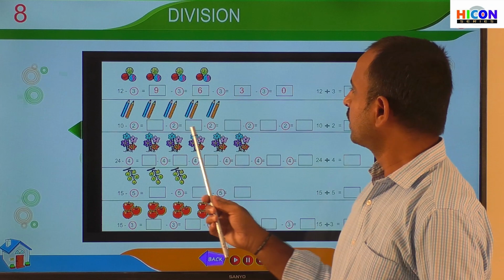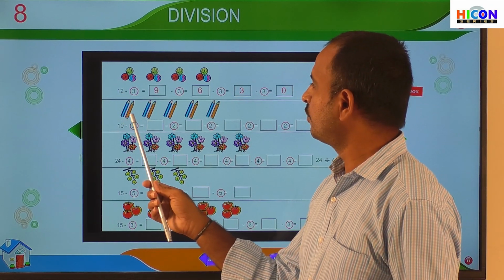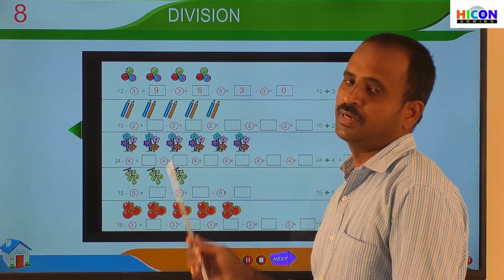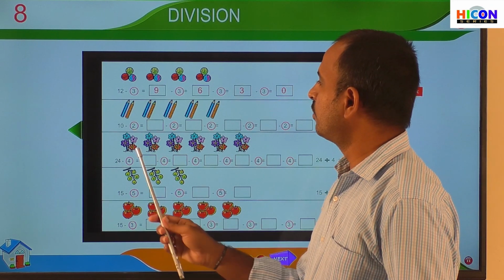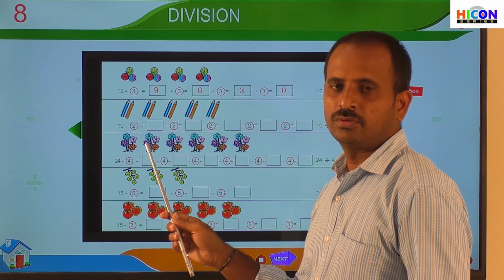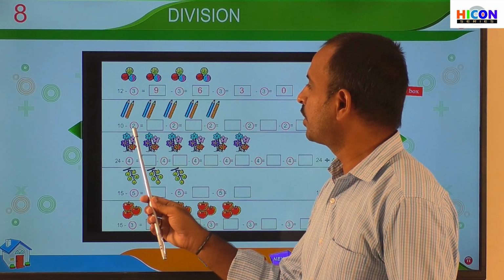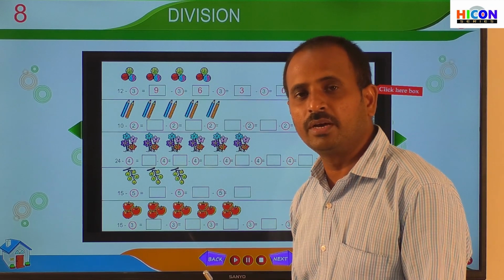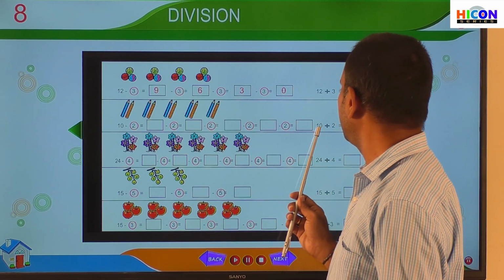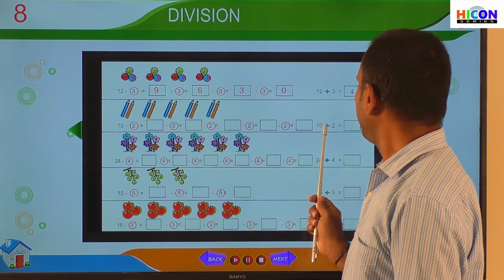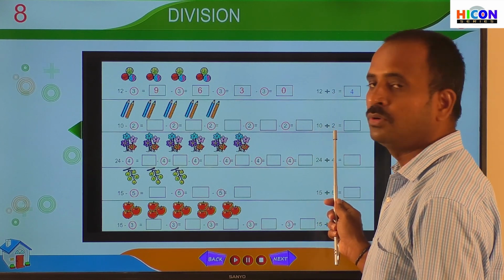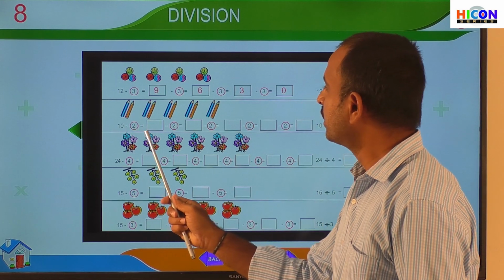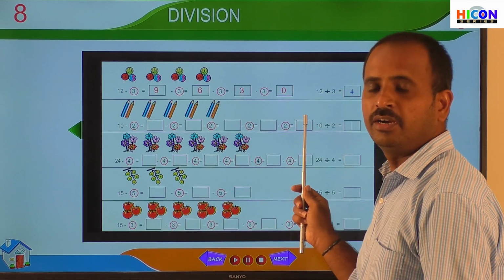So children, look at the example. In the second row you are observing some pencils. How many pencils are there? 10 pencils. Now we have to divide the 10 by 2. So we have to subtract the number 2 from 10. Here we have to divide the number by 2. That's why we have to subtract the number 2 from 10 repeatedly until we get 0.